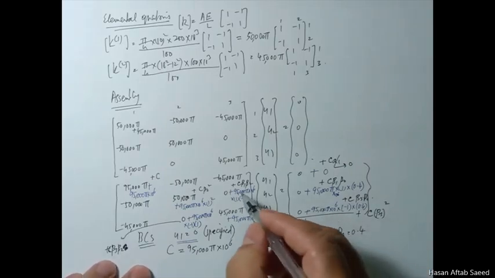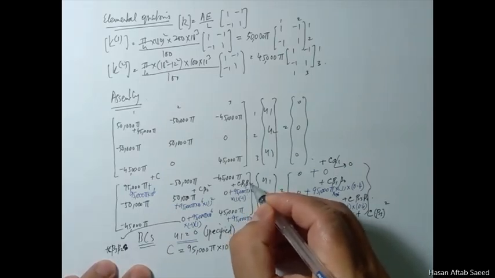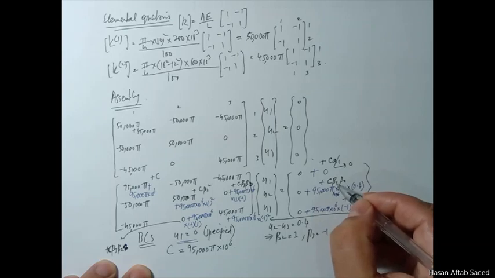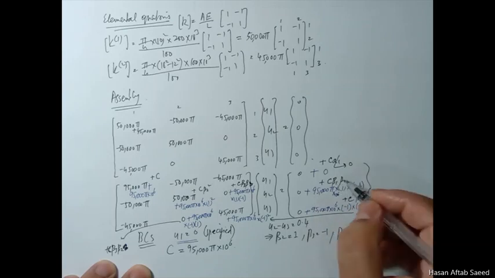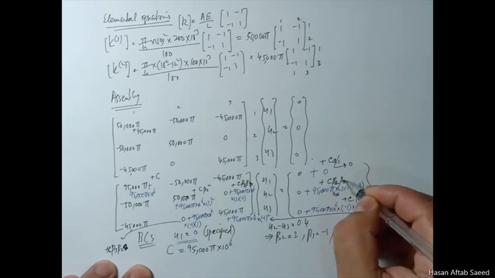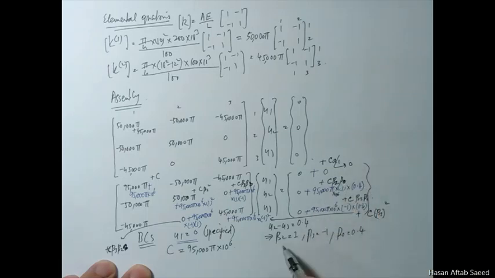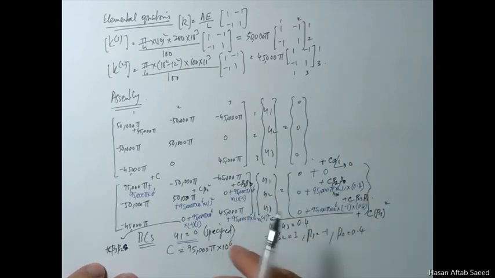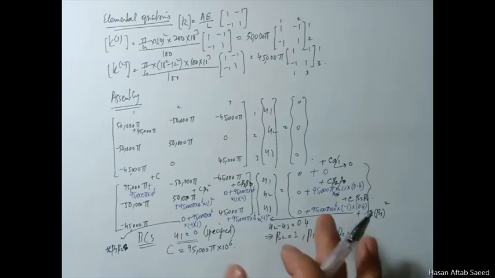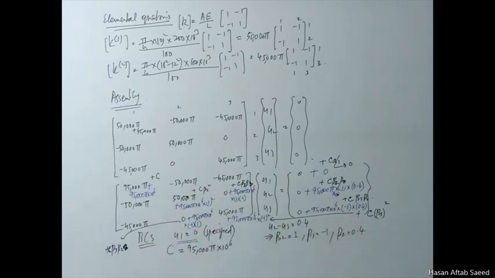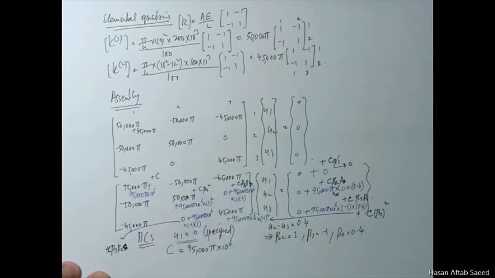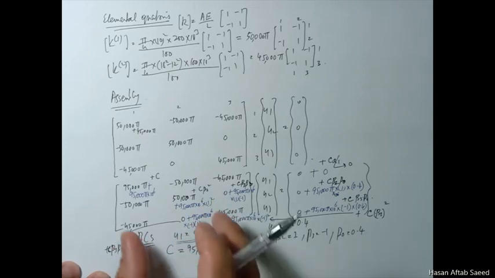Please make this correction. This is not beta 1 beta 2 plus, but beta 2 beta 3 here. Similarly, this is not beta 1 beta naught, but beta 2 beta naught. These values, beta 2 beta 3. Beta 1 is not even involved here in this problem. So now that we have applied the boundary conditions on this problem, this matrix is still square, still symmetric, but now it is not singular, now it is invertible.